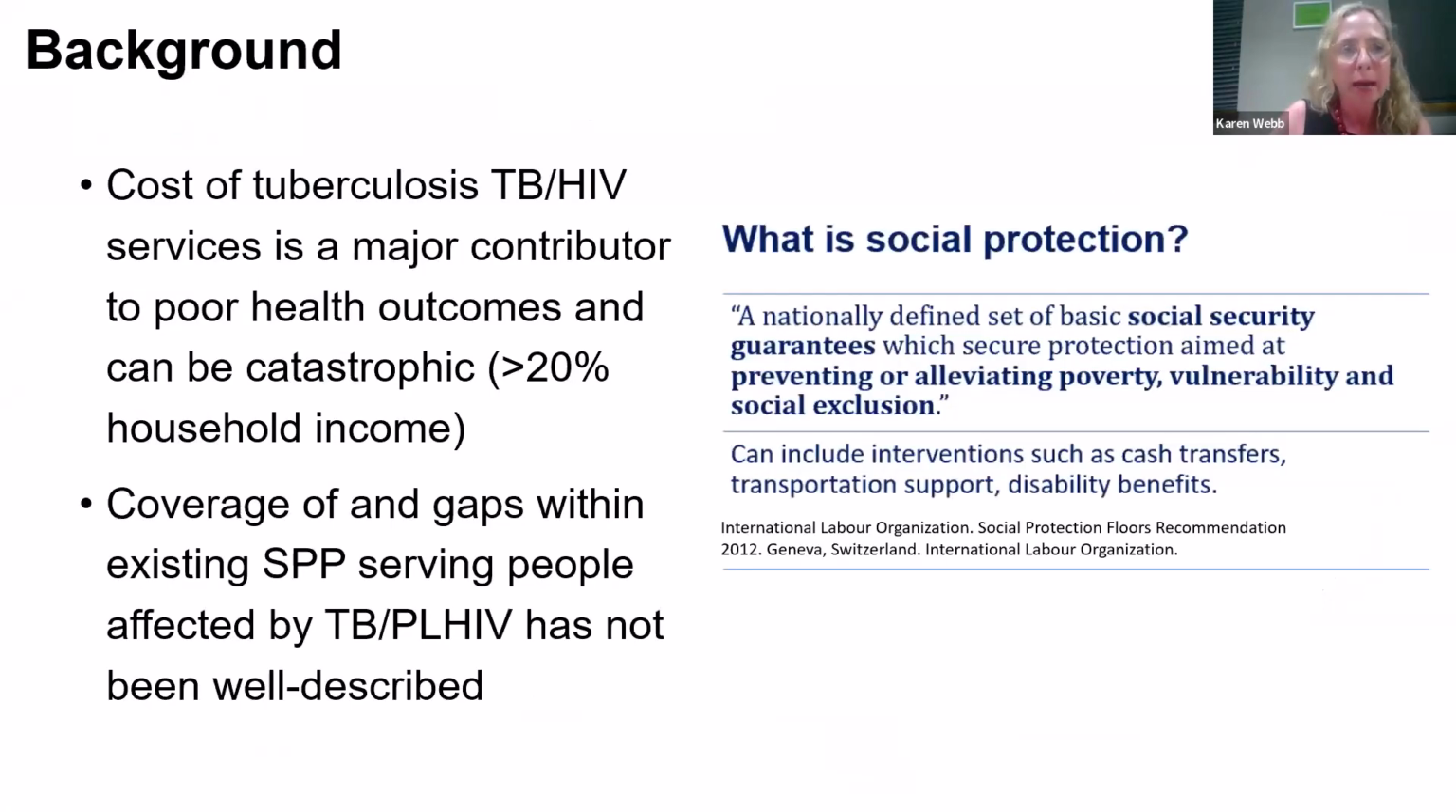So as a little bit of background, I think many on this call, probably all of those on this call are aware that these catastrophic costs associated with tuberculosis treatment are a major contributor of poor health outcomes. And also the coverage and gaps within existing social protection services serving people affected by TB and people living with HIV has not been traditionally well described in general, but specifically within our Zimbabwean context.